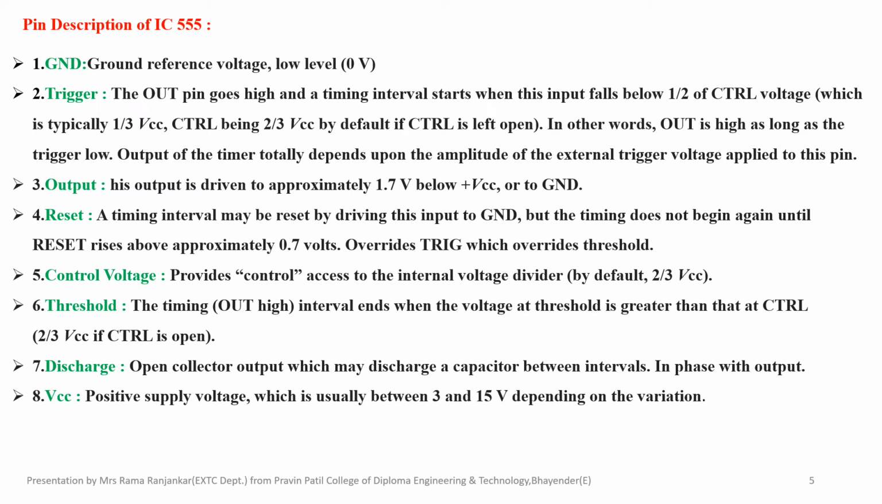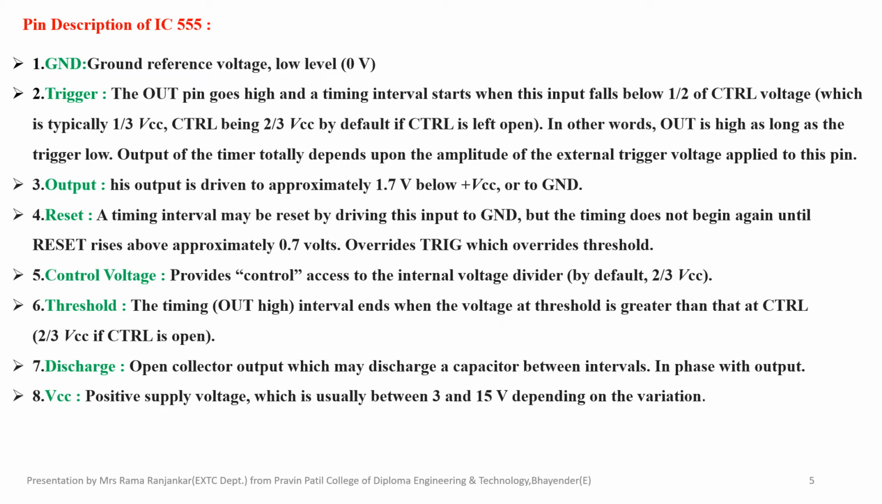So this is the pin description. Pin number 1 is the ground reference voltage. Pin 2 is the trigger input. The output pin goes high and the timing interval starts when this input falls below 1/2 of the control voltage, which is typically 1/3 VCC, the control being 2/3 VCC by default if the control pin is left open. In other words, output is high as long as the trigger is low. The output of the timer depends on the amplitude of the external trigger voltage applied to this pin. So a negative going pulse is to be applied for the trigger input.